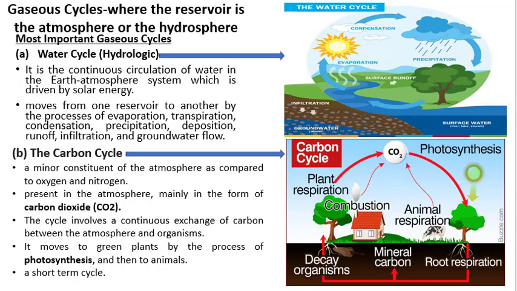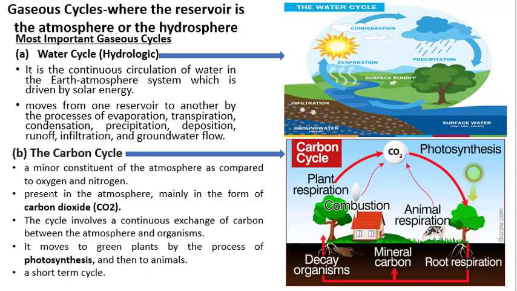So the first one is the gaseous cycle, where the reservoir is the atmosphere or the hydrosphere. Most important gaseous cycles include the water cycle, that is the hydrologic cycle. It is the continuous circulation of water in the Earth's atmospheric system, which is driven by solar energy. It moves from one reservoir to another by the processes of evaporation, transpiration, condensation, precipitation, deposition, runoff, infiltration, and groundwater flow. Next is the carbon cycle.